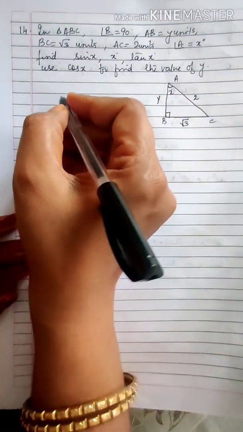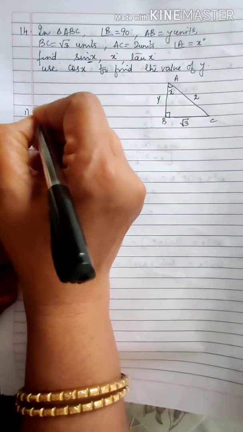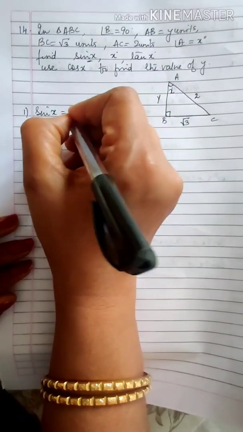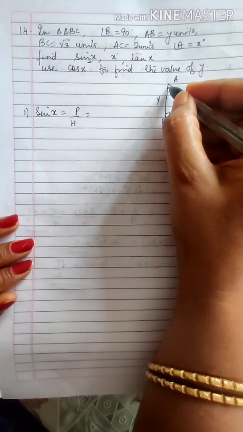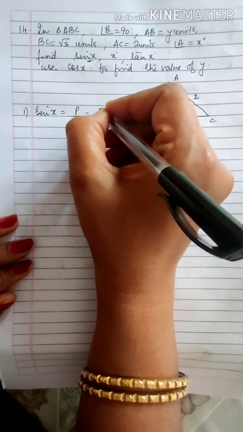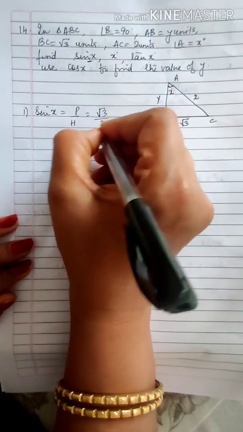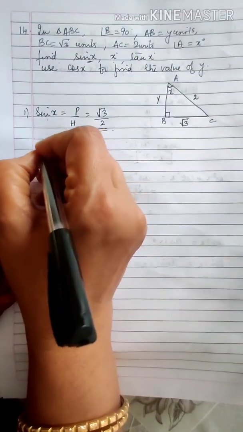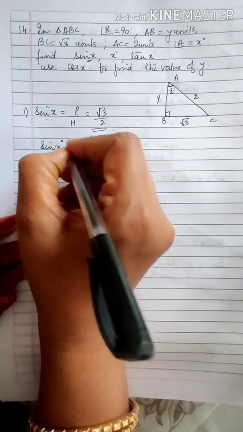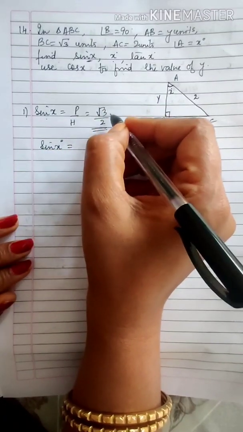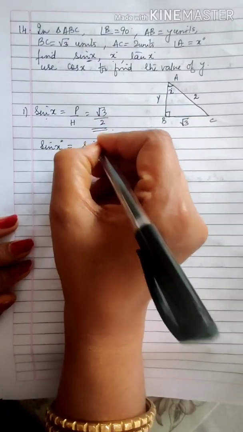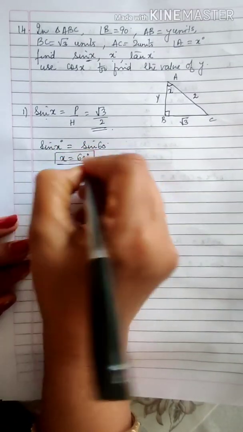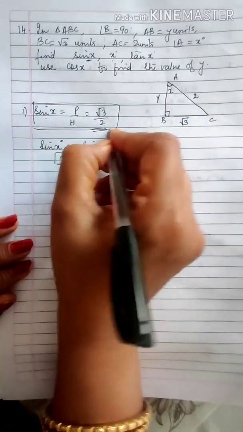You have to find first sin x. You know the ratio for sin x is perpendicular by hypotenuse. For this angle x, perpendicular is root 3 and hypotenuse is 2. So sin x is equal to root 3 by 2. Next, we have to find x. The angle for which sin is root 3 by 2 is sin 60. So you get x is equal to 60 degrees. So you got the first one and the second one.